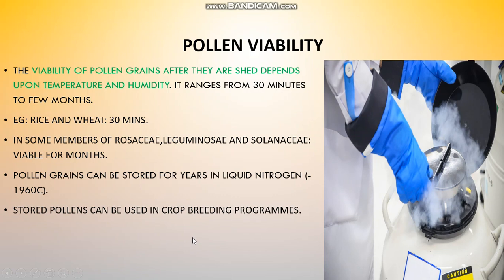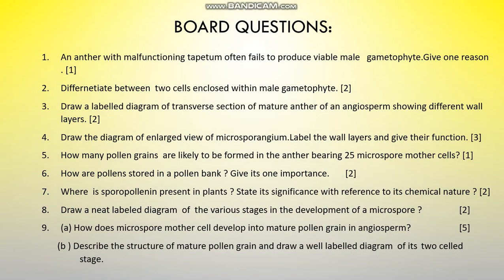Like we have seed banks, we have sperm banks. The same way, pollen banks are also there where we preserve the pollen grains in liquid nitrogen. So that's all regarding the androecium, the pre-fertilization structure, the male reproductive part.